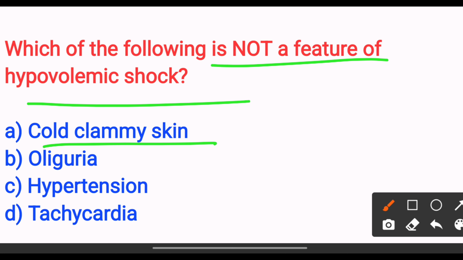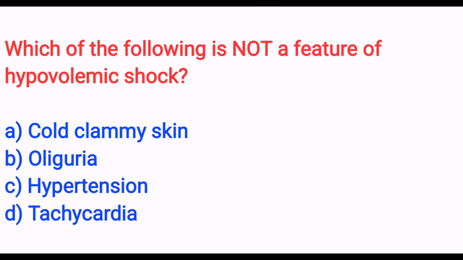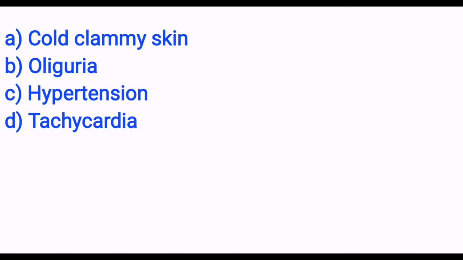Next, which of the following is not a feature of hypovolemic shock? Option A, cold clammy skin. Option B, oliguria. Option C, hypertension. Option D, tachycardia. The answer is option C. They asked for the feature that is not seen in hypovolemic shock, so the answer is option C, hypertension.